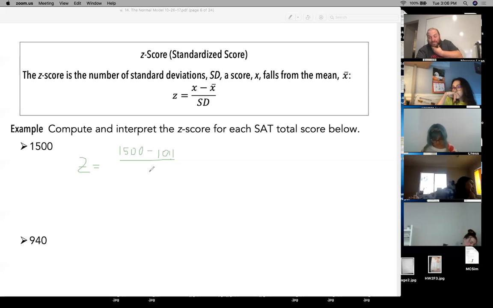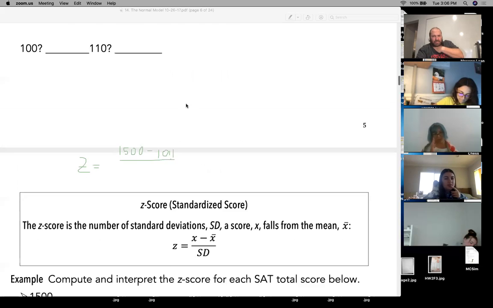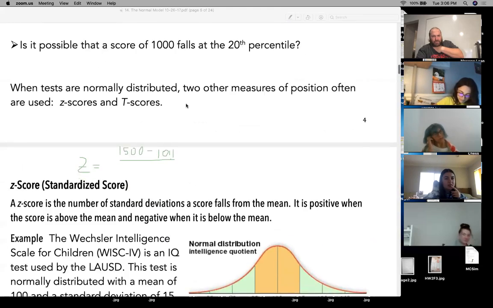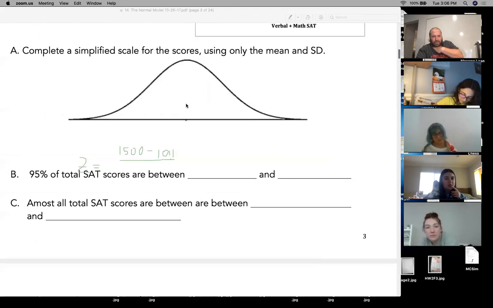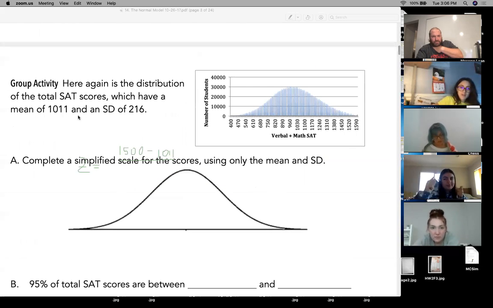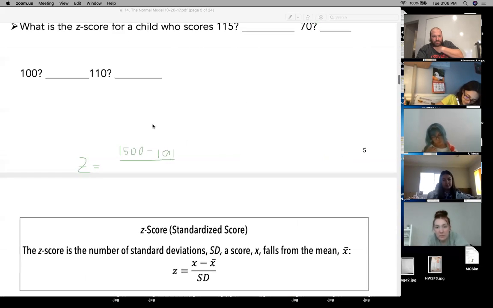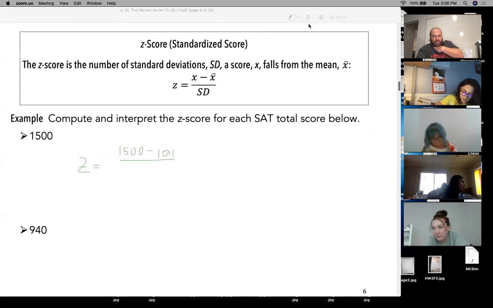So the SD is 15. I'm sorry, not 15. Was it 15 for the SAT example? I think it was 216. The SAT example was 15, right? No, that's the standard deviation right here. Oh, it's 216. Thank you. So we divide by 216. So what's my z-score? 2.26. Okay, I'm not doing the math, but I'll trust you. 2.26. See, Yesenia, I trust others.